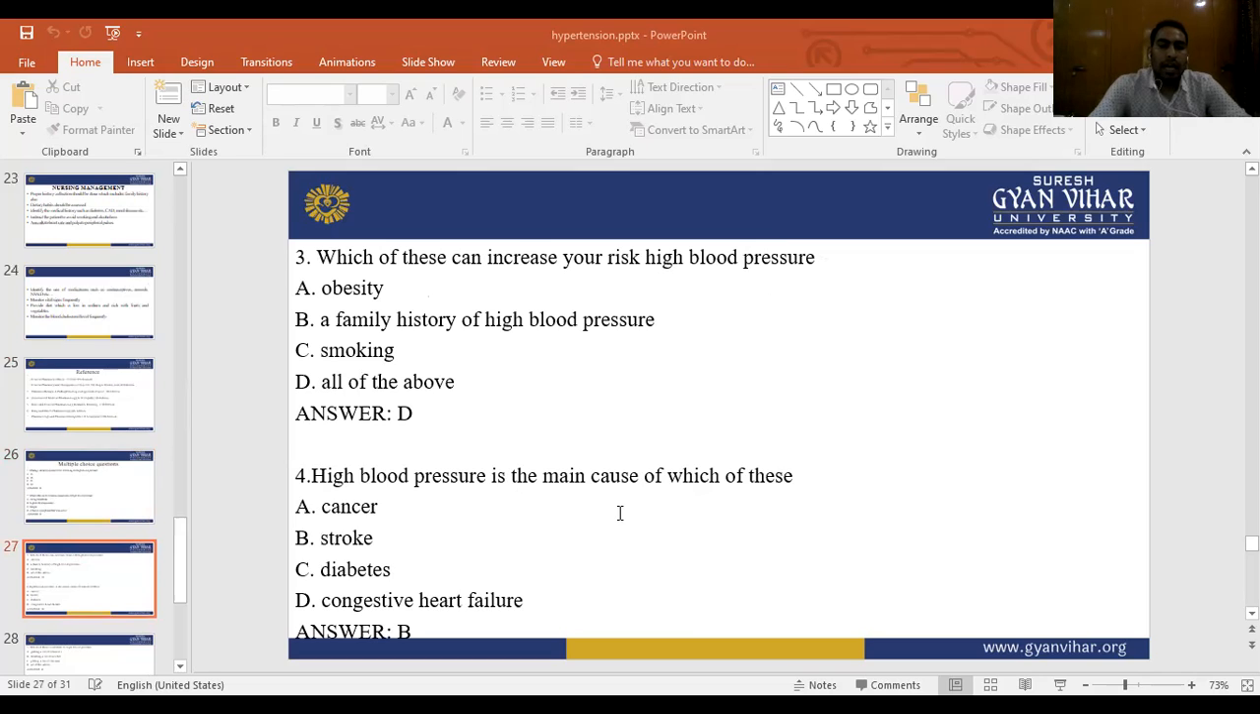Fourth question: high blood pressure is the main cause of which of these? Option A is cancer. Option B is stroke. Option C is diabetes. Option D is congestive heart failure. The right answer is B, stroke.